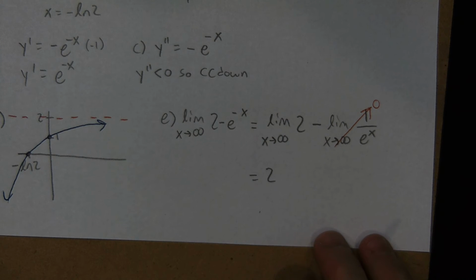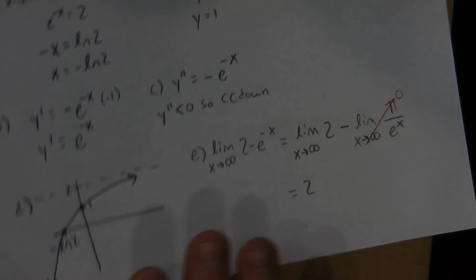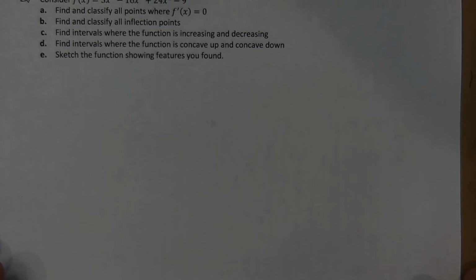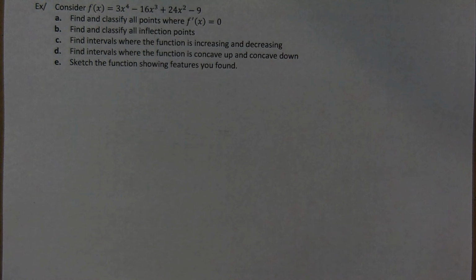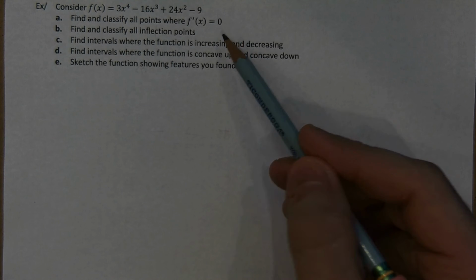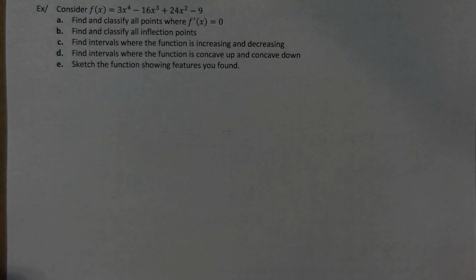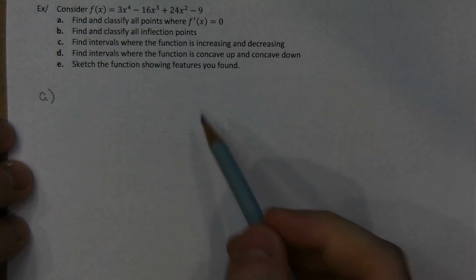And lastly, hopefully you were able to fit all that on there. Lastly, we go to here. Oh man, it's longer than I thought. There we go. Okay, so we have this fourth degree polynomial. First, we're going to find and classify all of the stationary points. Meaning, are they turning points? Are they stationary inflection? Is it a local max? Is it a local min? Things like that. So part A, looking for the first derivative.